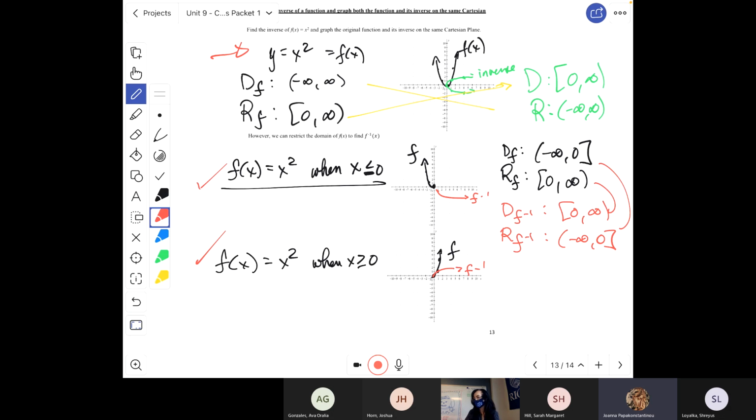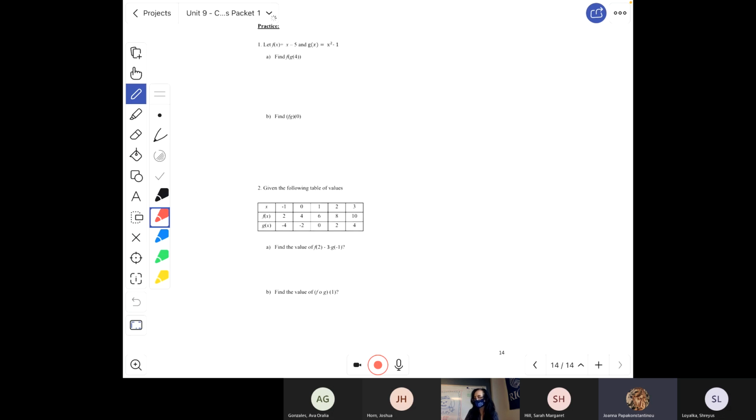I put together a few little problems here after I wrote the test. So shall we do these together? Are those in the packet? No, they're not, because I wrote them this morning after I finished writing the test.